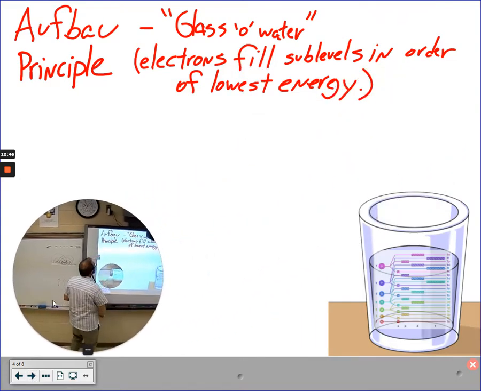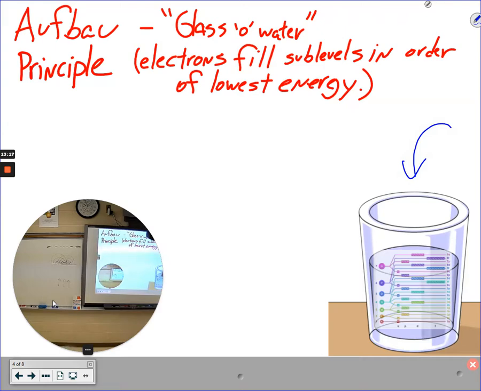The next rule is what's called the Aufbau principle. And I also like to refer to this as the glass of water principle. And here's what I mean by that. Let's say that you take a glass and you're going to pour water into it. So if I've got my pitcher, I've got my water, I'm going to pour it into this glass. And I pour it in the glass and I notice that the water rests up at the top of the glass and leaves the bottom empty, right?